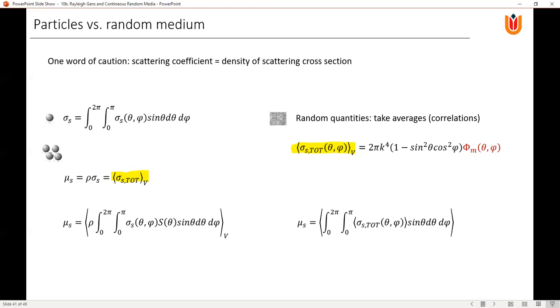For the continuous random medium, you will find that there is an expression in the paper. It looks like this, and it actually calculates this same thing. So what we calculate here is the same density of scattering cross section, only still being split out over different angles. So what we still need to do here is integrate over angles, over the 4π solid angle, in order to get the true scattering coefficient.